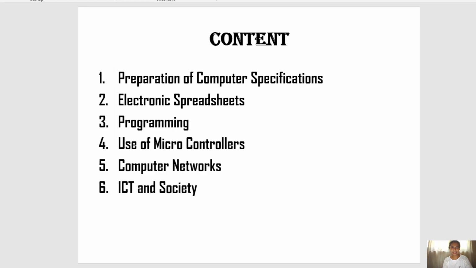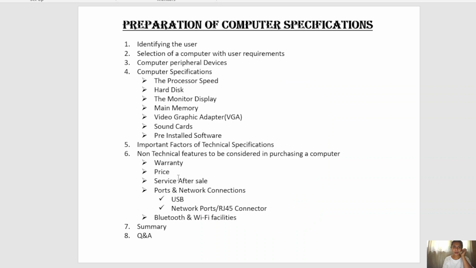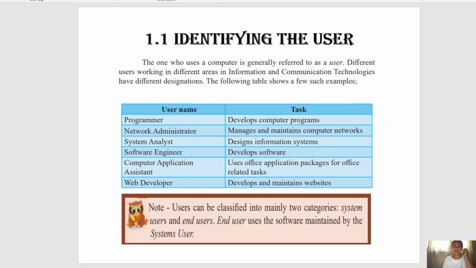In the grade 9 ICT syllabus, there are mainly 6 modules to study. The first one is preparation of computer specifications. I have categorized some sub-modules to cover this unit. The first module is identifying the user. The person who uses a computer we refer to as a user. There are different types of users in different types of fields and working areas.